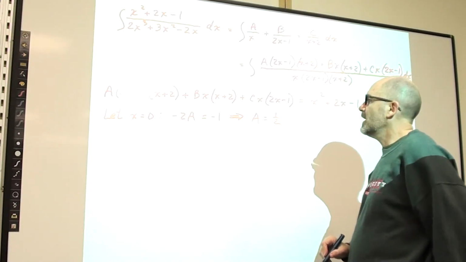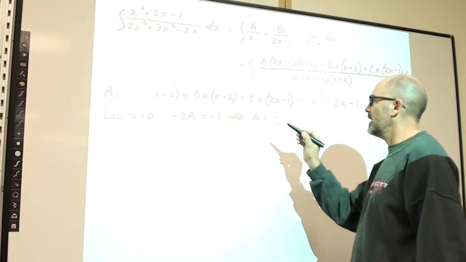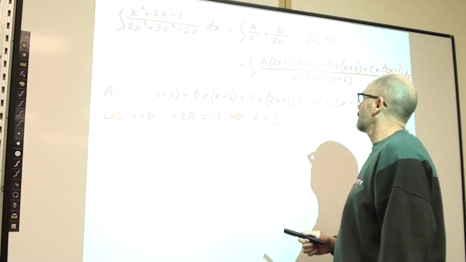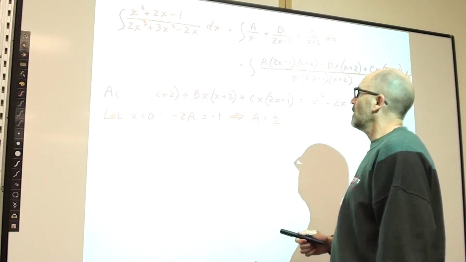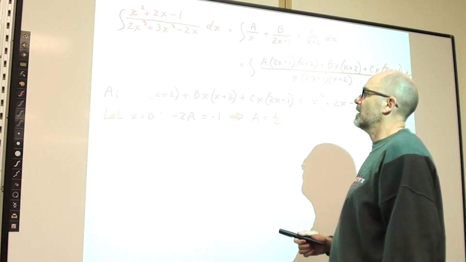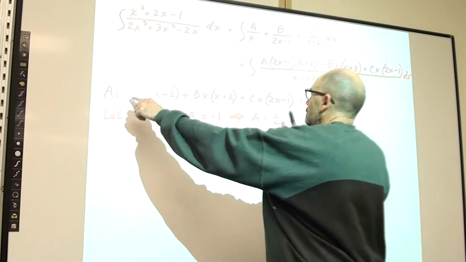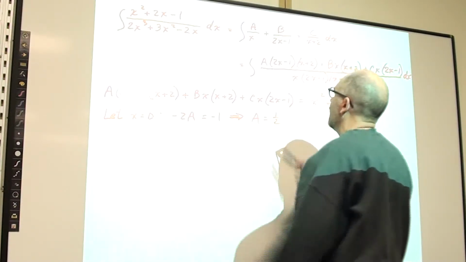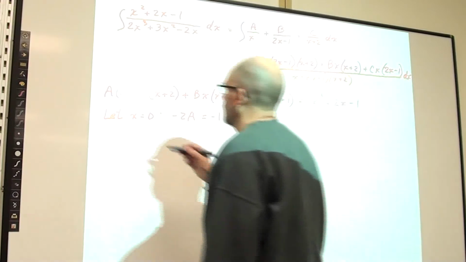Okay, now we need to find out what b is. So we need to let a and c drop out. Well, what can we make x that's going to make both a and c drop out? 1/2. If we make x 1/2, then a and c are both gone.